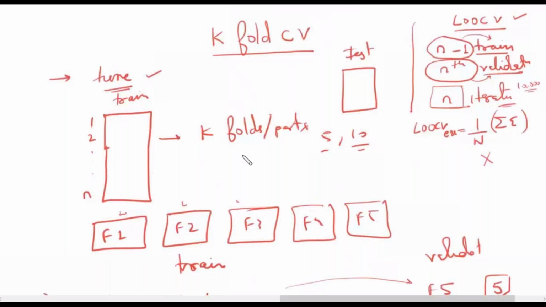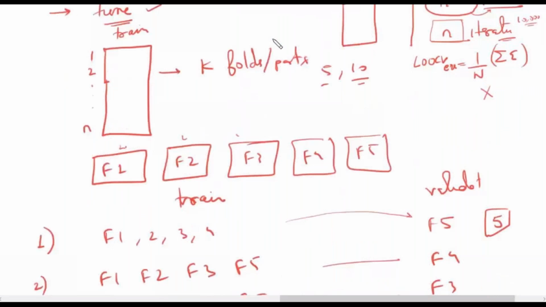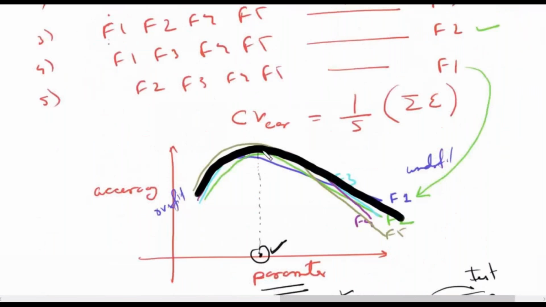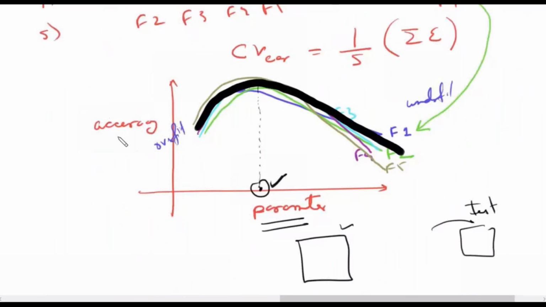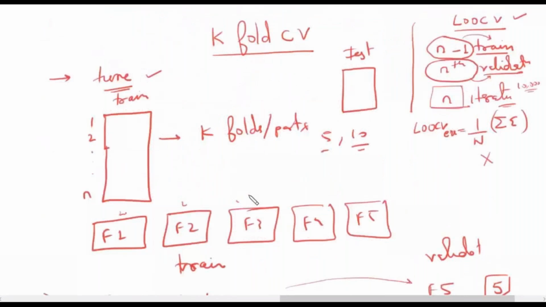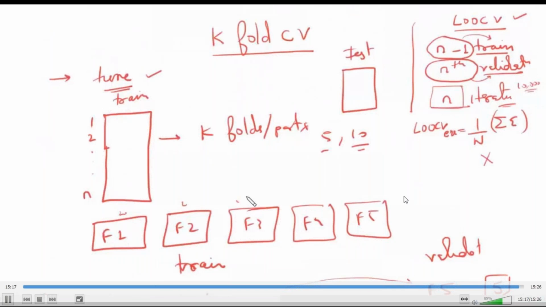K-fold cross-validation can be used for parameter tuning. We plot the accuracy with respect to different values of the parameter, and finally we average out the results. For the average result, whichever parameter works out to be the best is finally selected for the model. In the next video, we will see how to implement k-fold cross-validation in R.